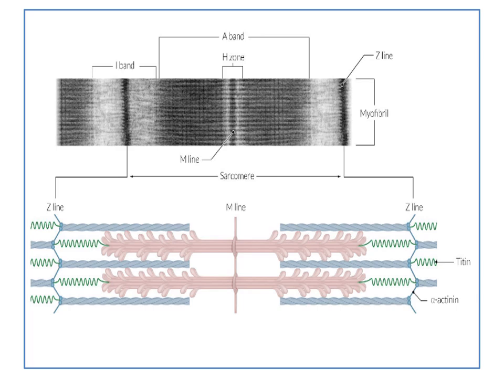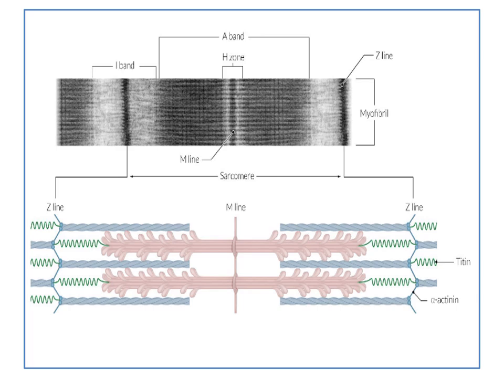So the light band is the band that contains just actin filaments, thin filaments, and that is the reason why it is light. The dark band is when we have a combination of the thick and thin filaments in one lane, and that's what gives rise to the dark bands. And each of these different bands have some zones to it.